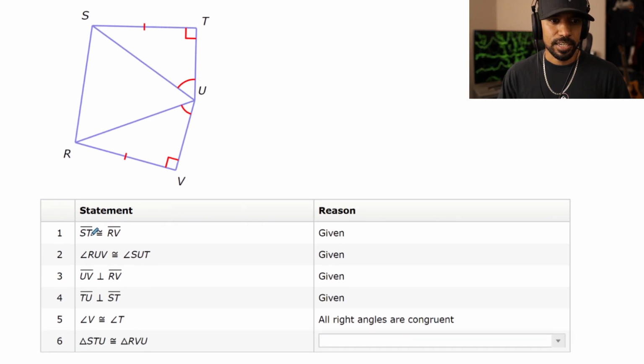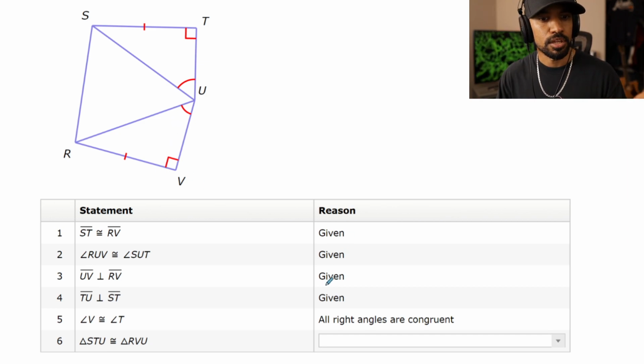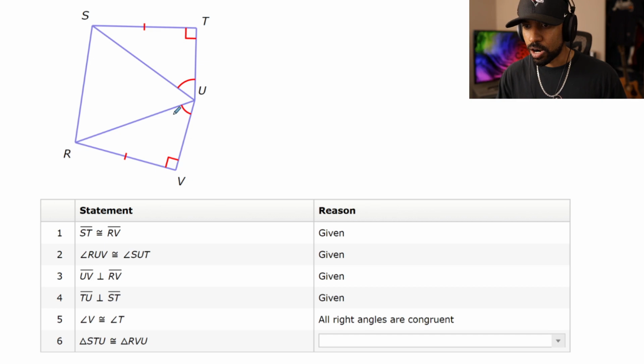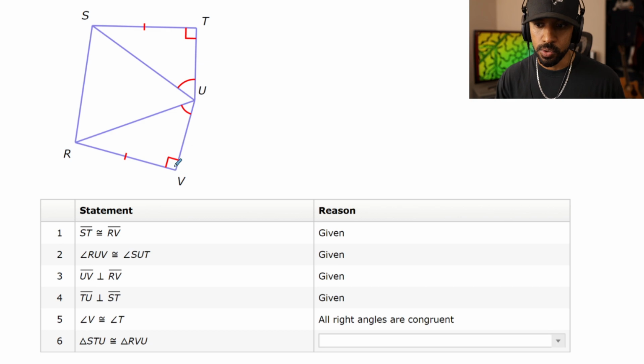It's given here that segment ST is congruent to segment, and look, I'm talking through this as if you want to learn this stuff someday, but these two marks are congruent right here. These two are known to be congruent. It's given that angle RUV is congruent to angle SUT. And then they say that these segments are perpendicular, they make a right angle. These segments are perpendicular, they make a right angle. All right angles are congruent, therefore angle V is congruent to angle T.